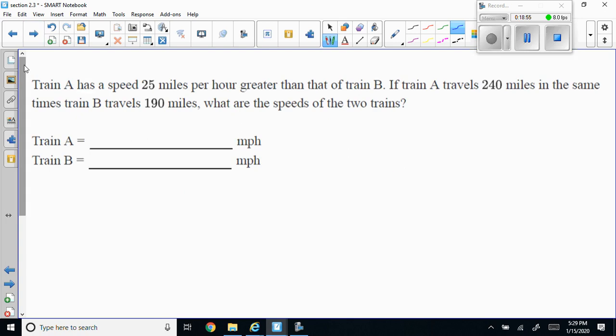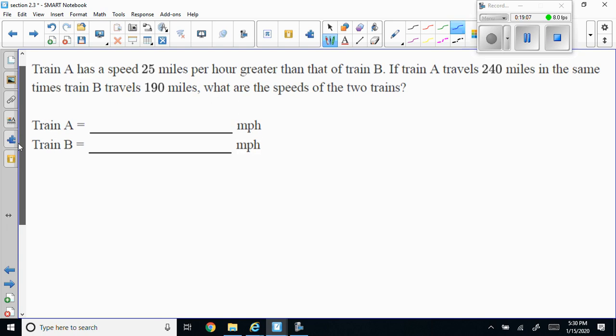All right. Now, the greatest problem of all time, the train problem. So we got train A that has a speed of 25 miles per hour greater than that of train B. If train A travels 240 miles in the same time that train B travels 190, what are the speeds of the two trains? The question is, who cares? If you're on the train, as long as you get there in enough time, you're good. But they're going to expect us to be able to solve this, right? So again, remember that this is algorithmically generated, so the only thing that's going to change is the numbers.